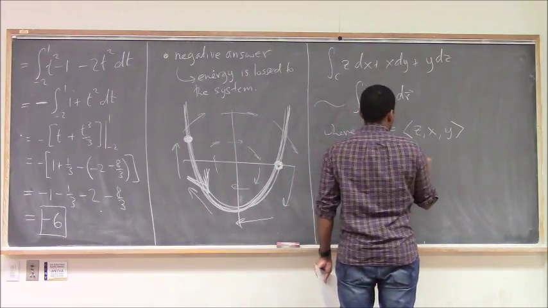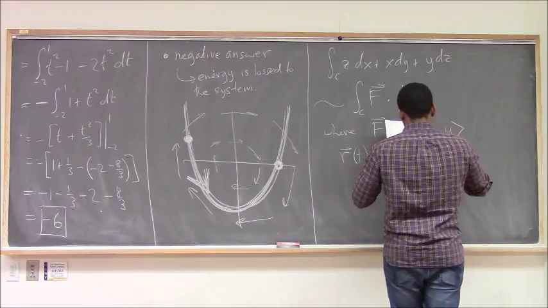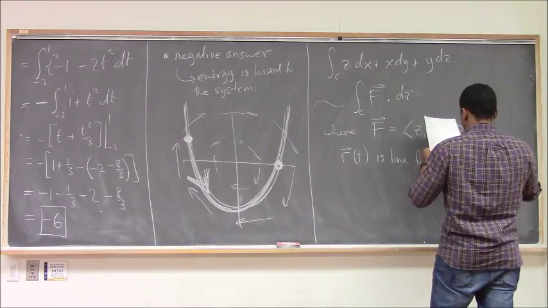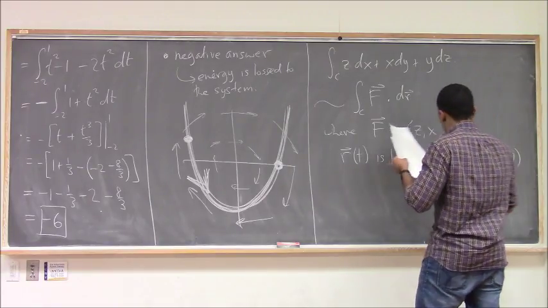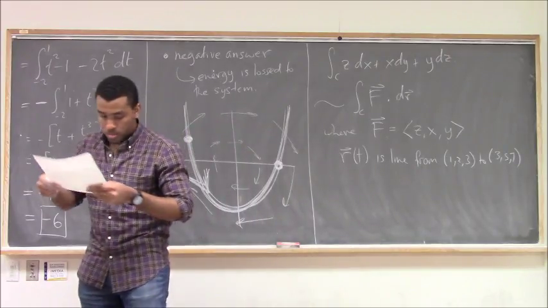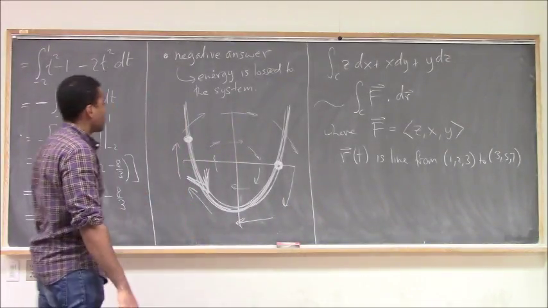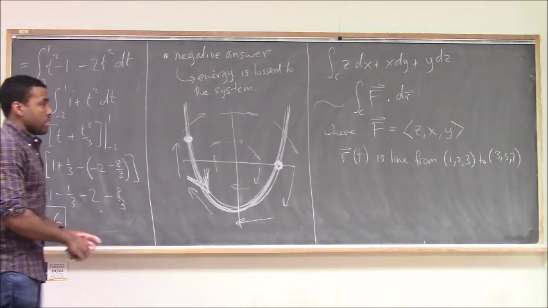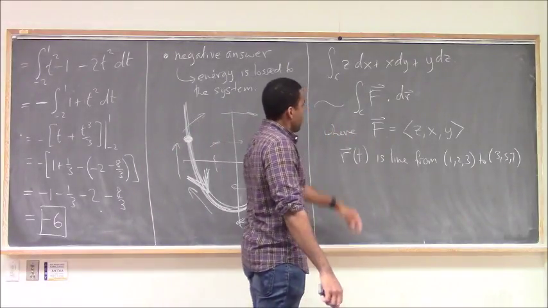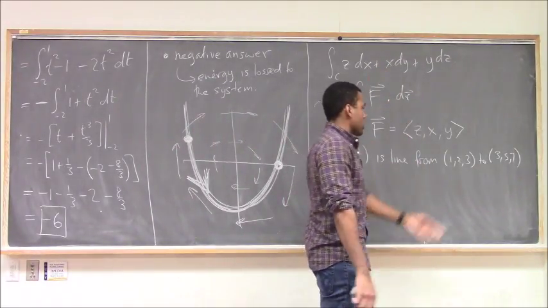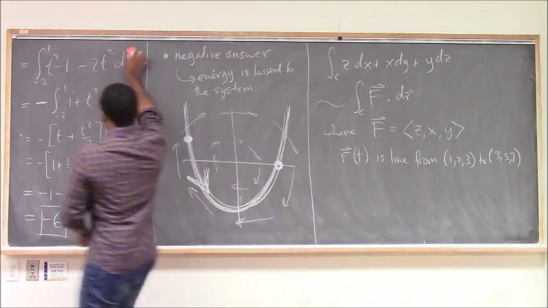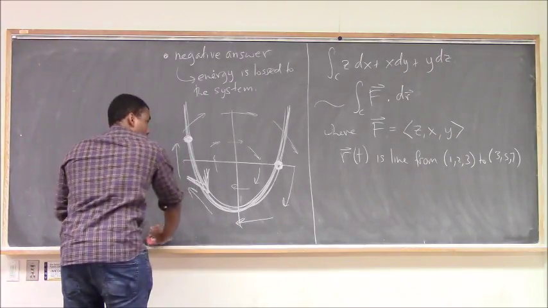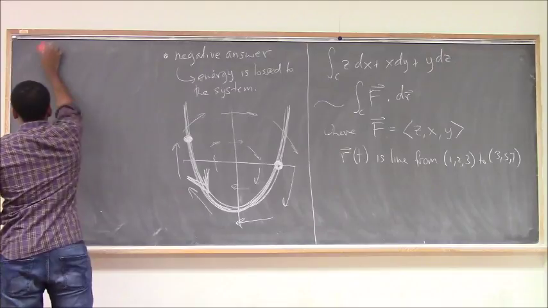And r is the line from (1, 2, 3) to (3, 5, 7). So we could have done that. If this were a problem that you're given, find the work done by this force field through that path, you could have done it here. And you would have gotten the same answer that we got when we did that at the beginning of class.